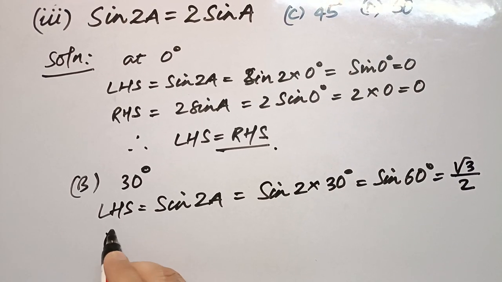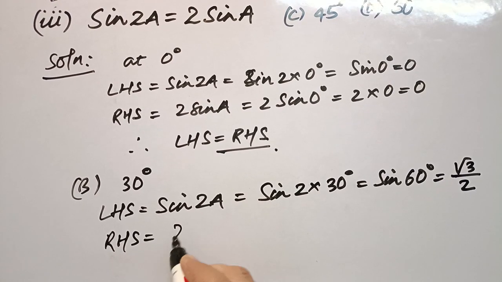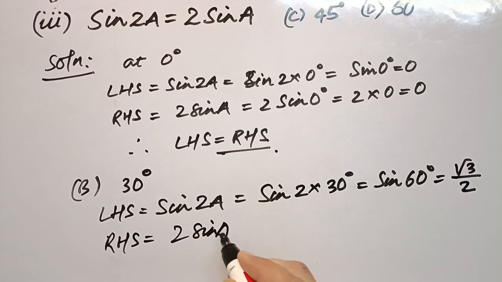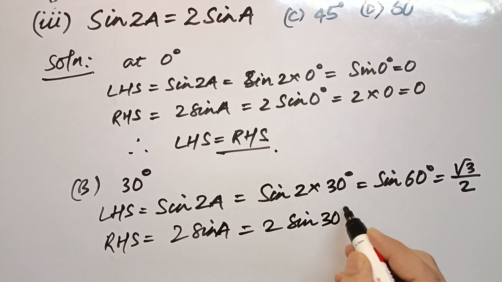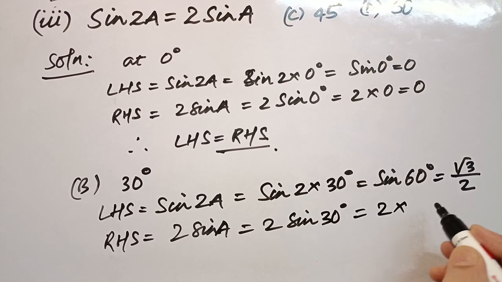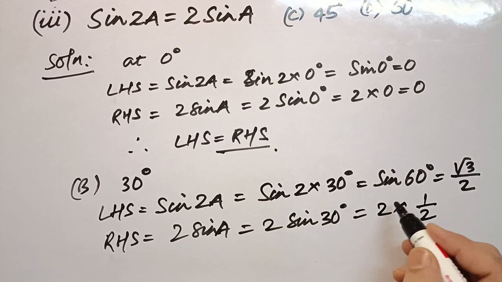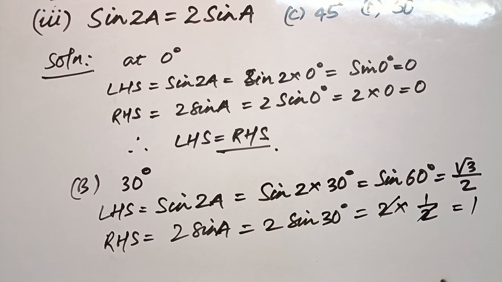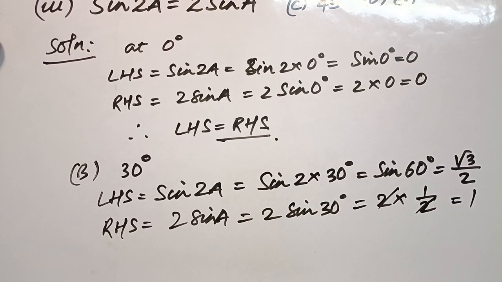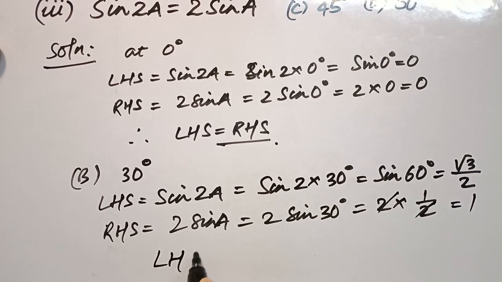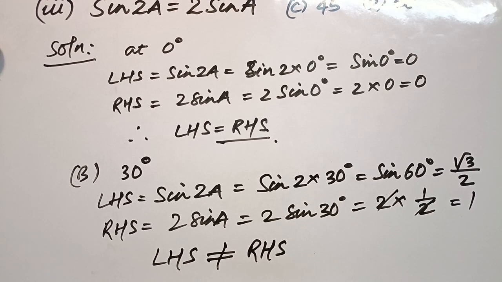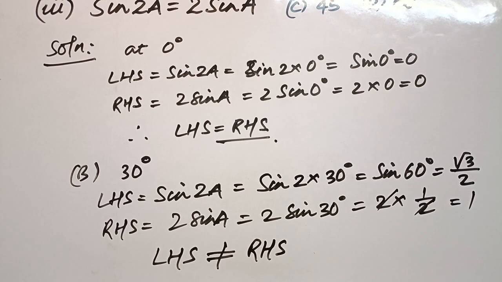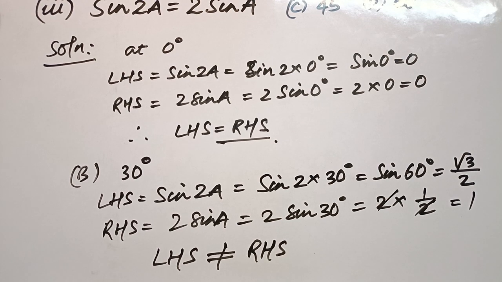Now let us check the right hand side. Right hand side is 2 sine A, 2 into sine 30 degree. Sine 30 is 1 by 2, and 2 into 1 by 2, if you cancel these two, you will get 1. Therefore you can conclude left hand side doesn't equal right hand side. So at 30 degree, we cannot find the match.